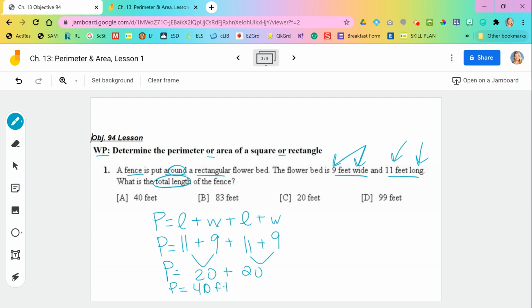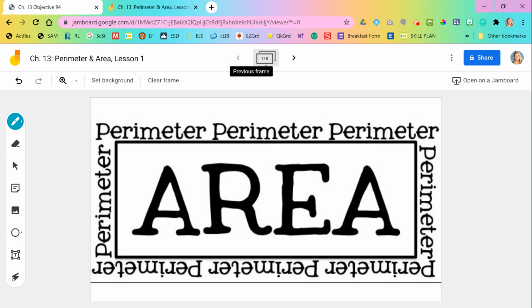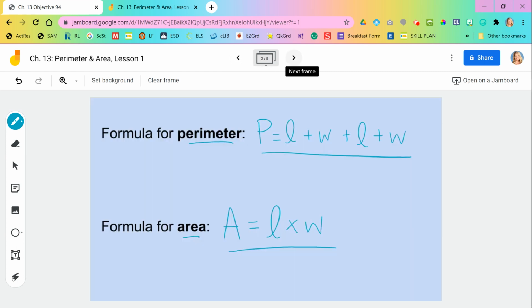Now, since we're dealing with perimeter, and I probably should have mentioned this earlier, but remember, going back to perimeter and area, perimeter is a plane shape. So it is one-dimensional. It's literally on the paper. So whenever we get our perimeter, we're just dealing with units all by themselves.